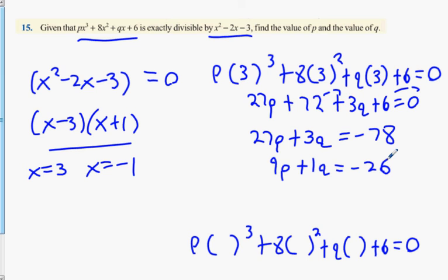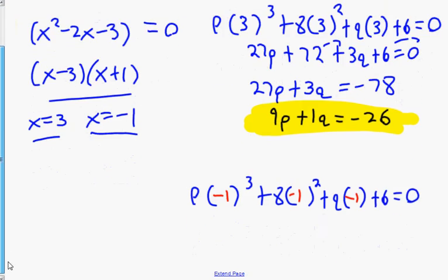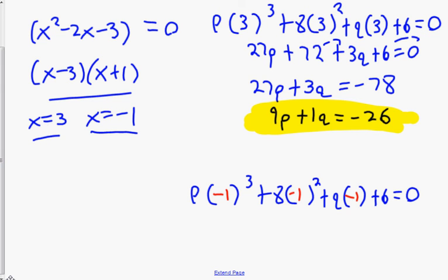Now, I've done it for 3. What do I have to do it for now? Minus 1. If you look at this equation here, guys, you have one equation, but how many different letters do you have? 2. That's impossible. That means I need a second equation. So I went after using minus 1 instead. Okay, minus 1. Minus 1 cubed, so minus 1p. 8 times minus 1 squared? Plus 8. Oh, minus q.